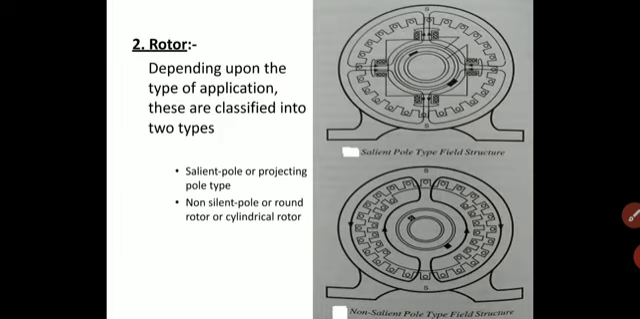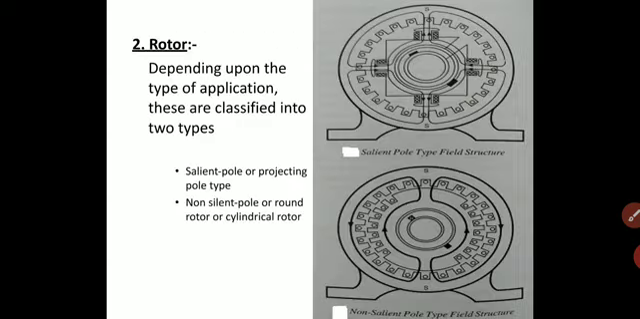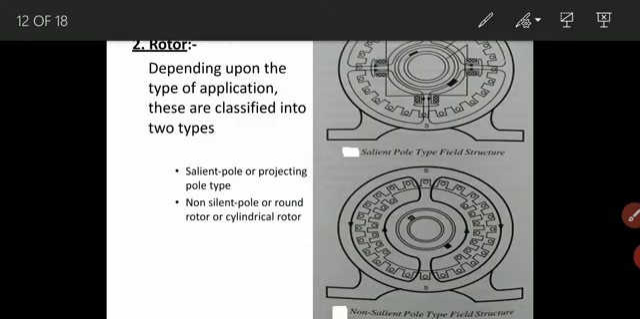Rotor part. Stator part completed. Next we see the rotor part. Two types of rotor construction are there. The first one, salient pole or projecting pole type. Then the second one, non-salient pole or cylindrical rotor type.